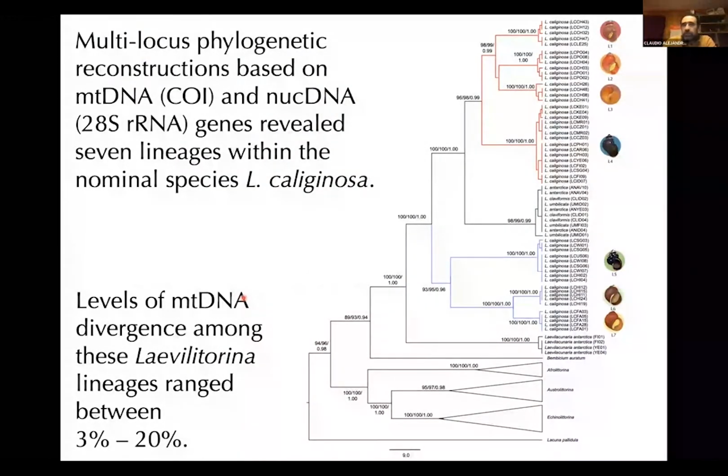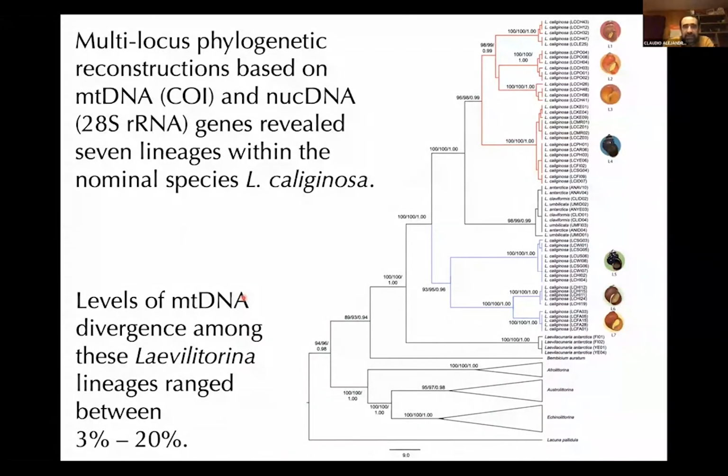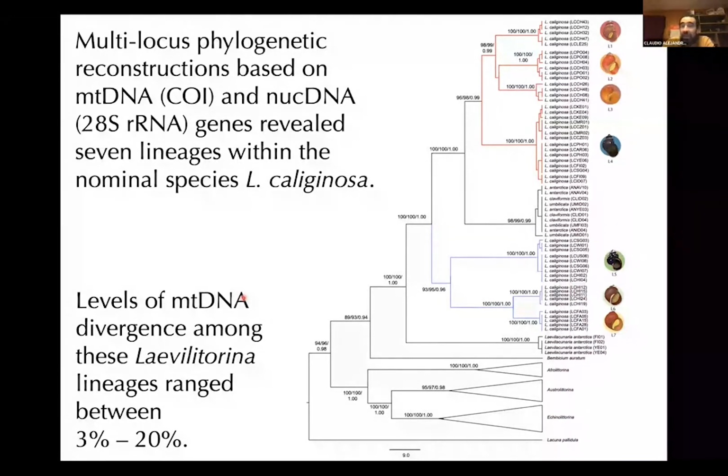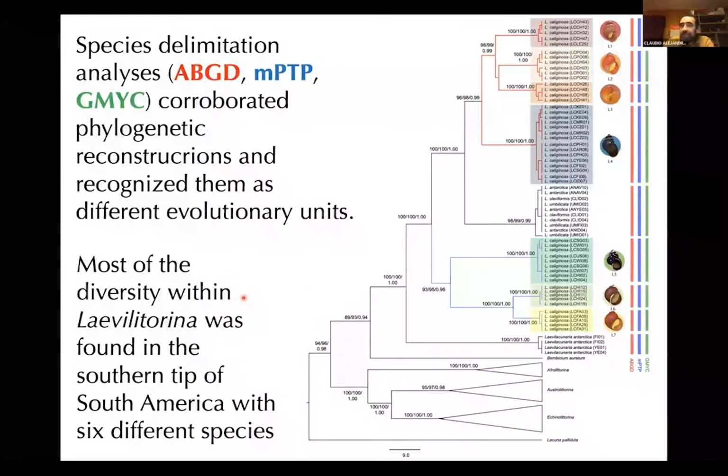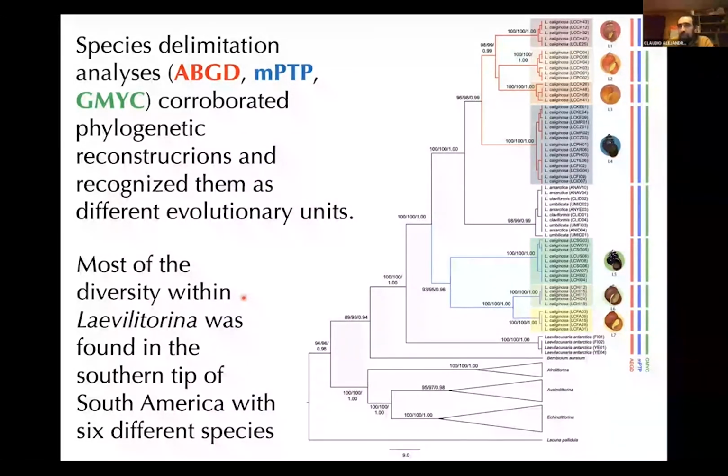Multi-locus phylogenetic reconstruction based on mitochondrial and nuclear genes reveals the presence of at least 7 lineages within the nominal species Laevilitorina caliginosa. The levels of mitochondrial divergence among these lineages range between 3 and 20%. Following this, we performed species delimitation analysis using 3 different methods, and they all corroborated the phylogenetic reconstruction and recognized them as different evolutionary units or species.